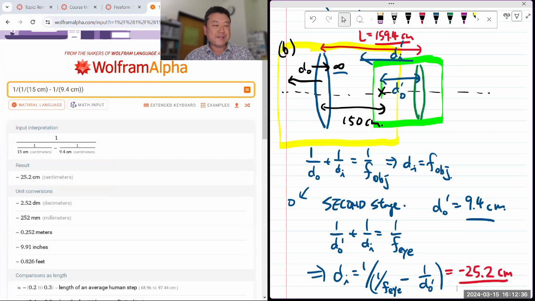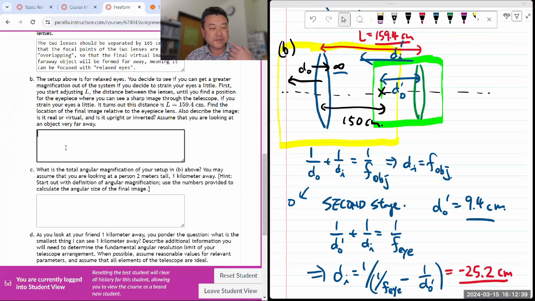But in any case, even if you could have guessed it, you should still derive it anyway, so it's fine. So the final image is 25.22 centimeters away from the eyepiece, on the opposite side from the outgoing light waves. Virtual image. So it's virtual, and I think it'll be an inverted image.